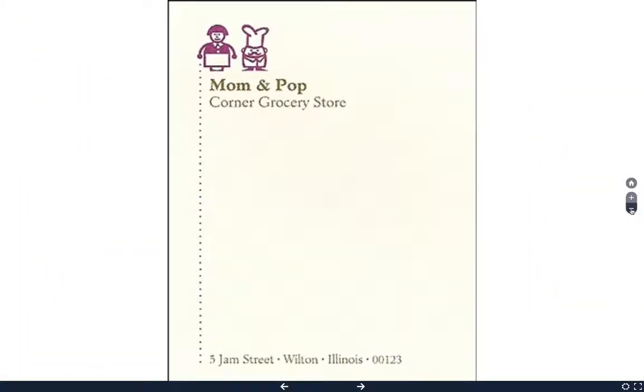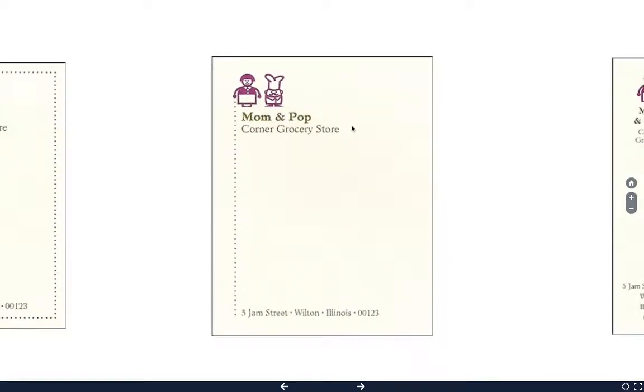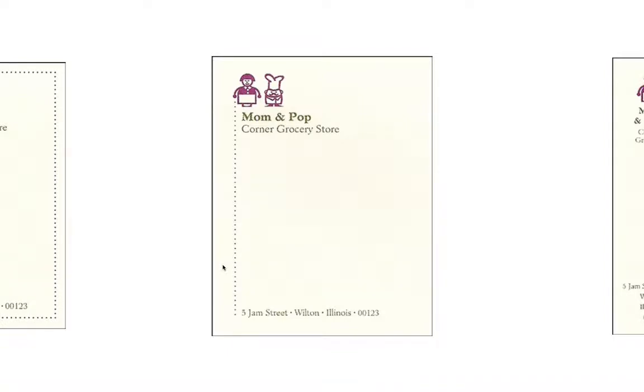Okay, the second example here, we have what's known as left alignment. Okay, and they've removed 3/4 of those border dots to give it something of an interesting look there.